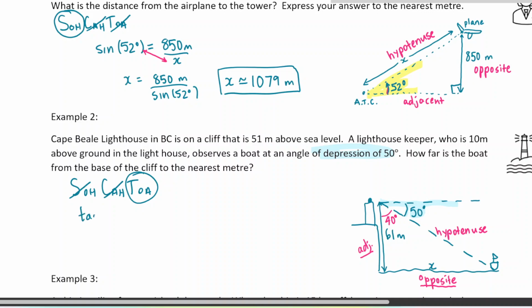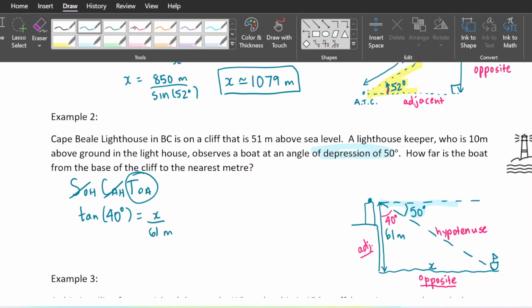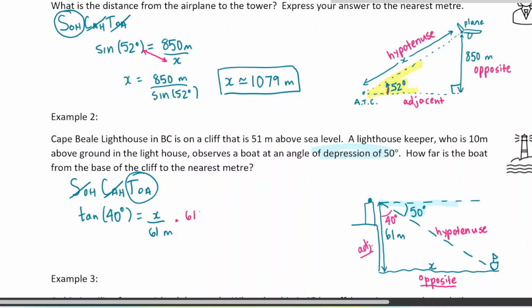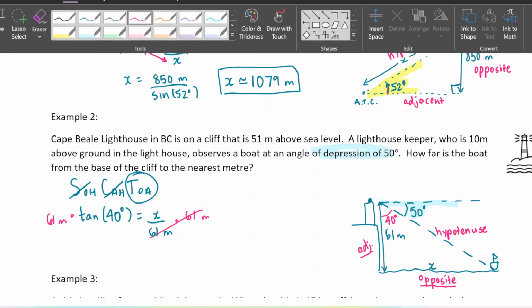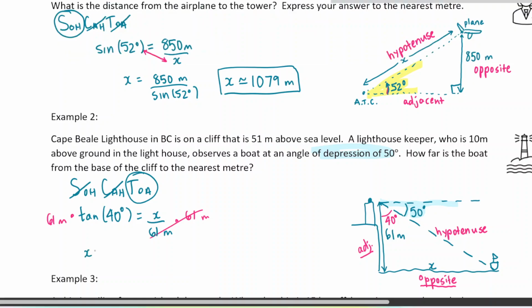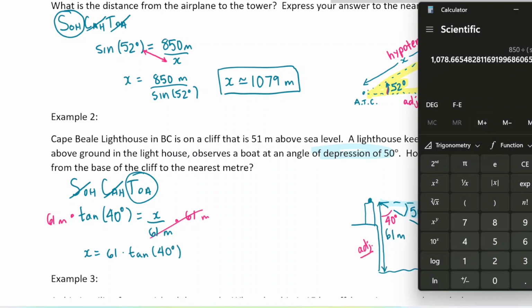So let's write out our tangent ratio. So tan of 40 degrees is the opposite side, so X, over the adjacent side, 61. And in this case, I'm going to solve for X by multiplying both sides by 61. That cancels out the division by 61 on the right-hand side. So I get X is equal to, and this is what I'll type into my calculator, 61 times tangent of 40 degrees. So let's see what I get.